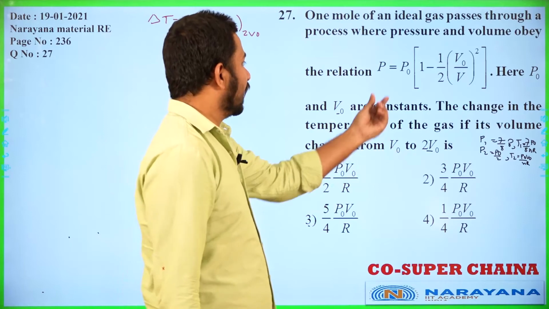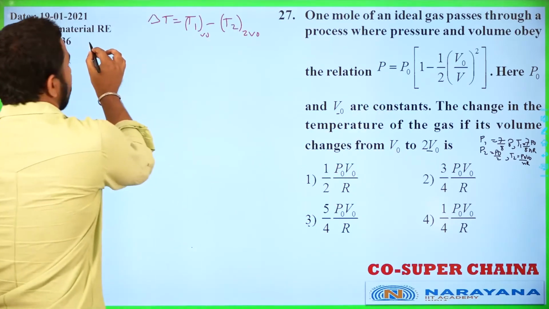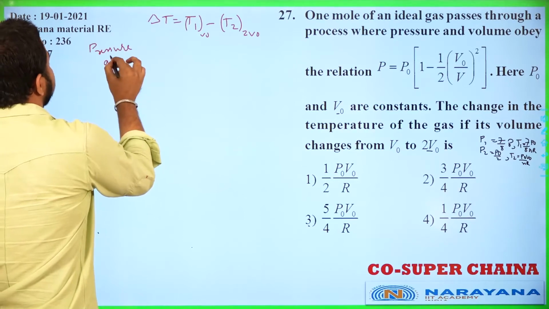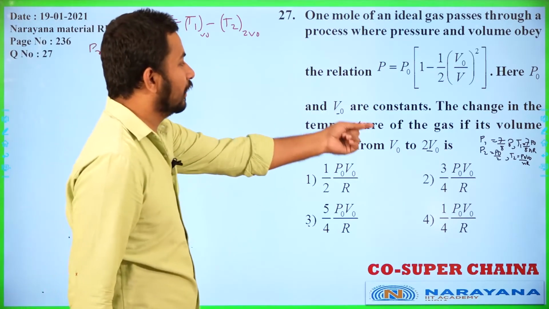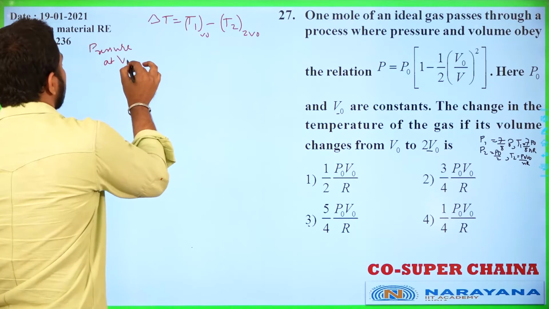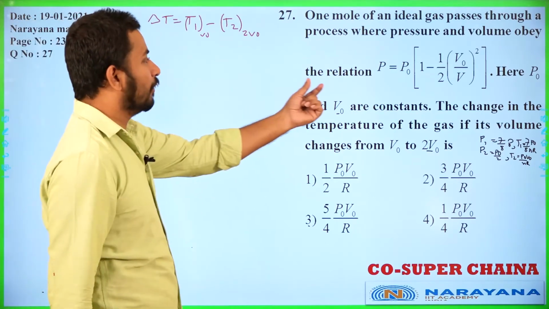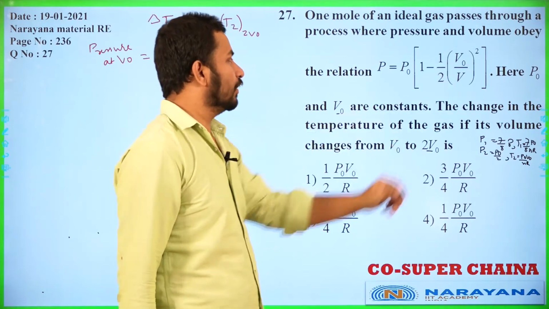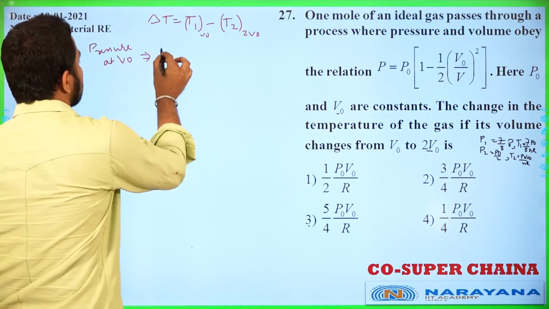Now, let's first calculate the pressure at V0. When the volume is V0, this V will be V0. So just substitute into this relationship.